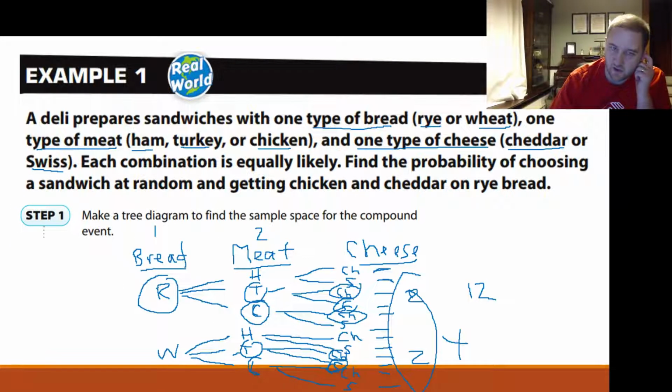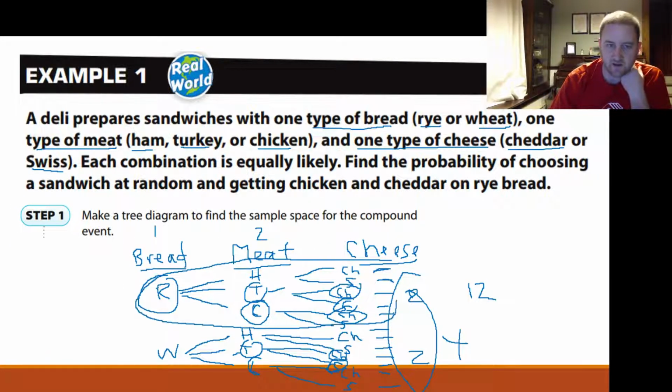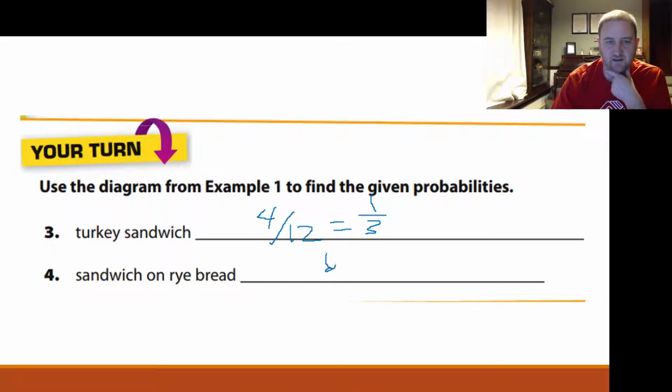And then we want to know the probability of getting a sandwich on rye bread. Well, all of these outcomes right here are rye bread. That's 1, 2, 3, 4, 5, 6. So that's 6 out of 12, which is a 1/2 probability.